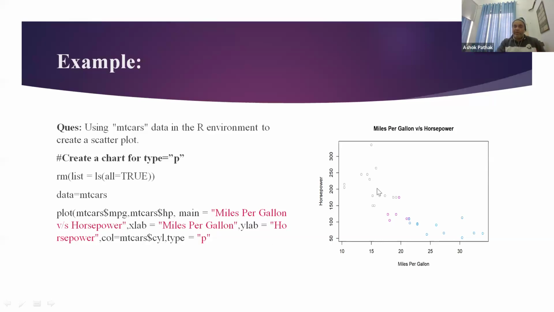So from this data set, what information will you get? As the miles per gallon value increases, the horsepower value decreases. That means it is inversely related. It means X and Y are negatively related. If you calculate the correlation coefficient between these two variables, you will get a negative correlation coefficient.